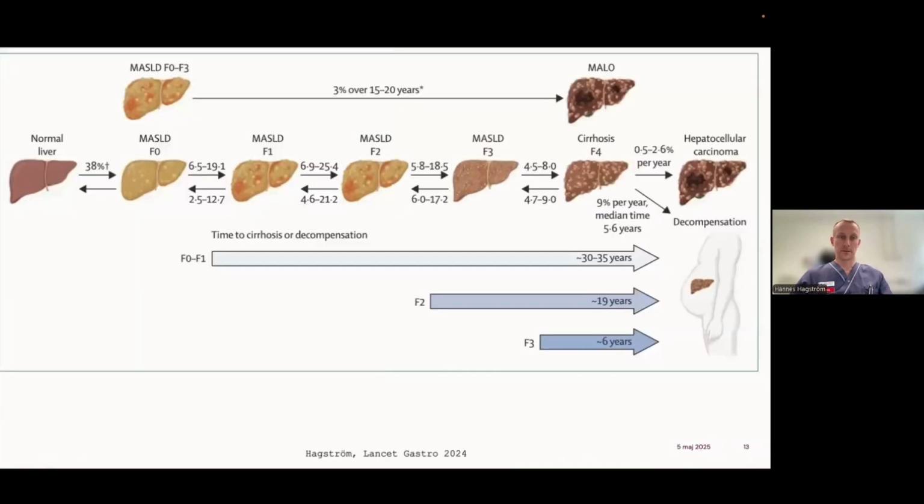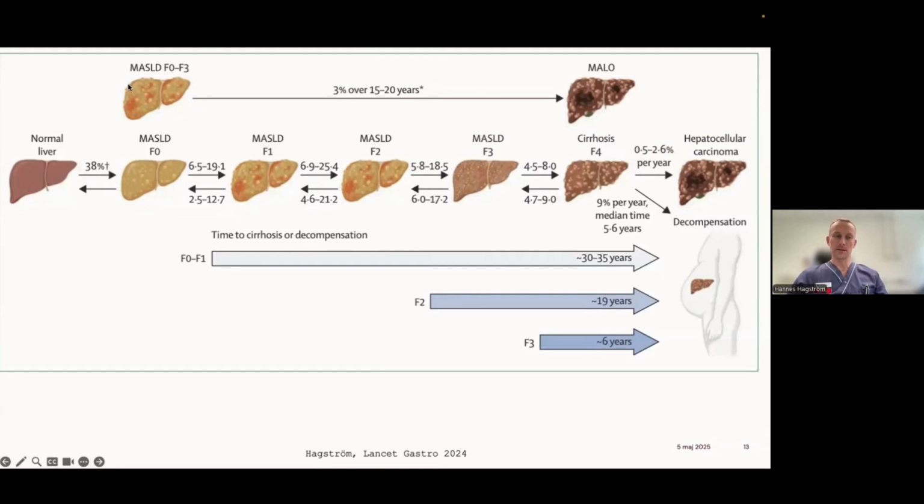The natural history of MASLD has been estimated to something like this. If you're interested in the details, you're happy to read this review we published in Lancet Gastro last year. So we can estimate that there's a 38% prevalence of MASLD, but the rate of progression is highly variable, and you can also regress. So if you have already progressed to F3, you can still regress to F2. And also, if you even have cirrhosis, there's possibility of regression.